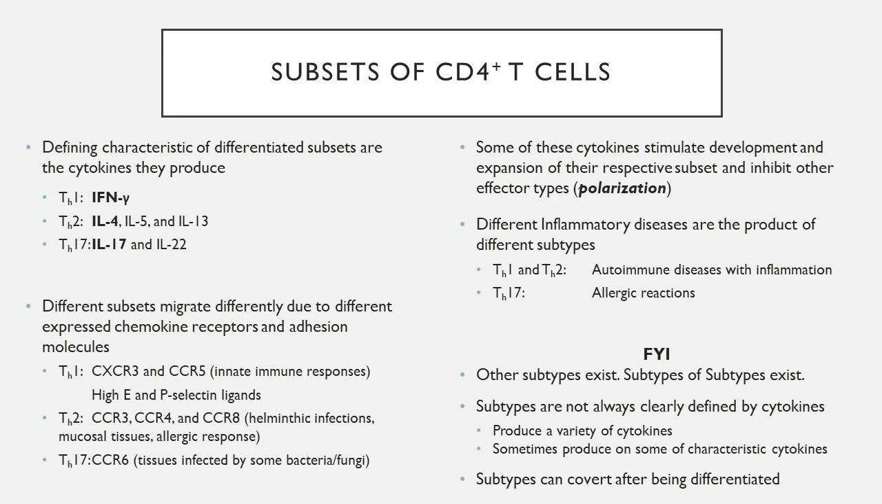One thing I really want to preface with this subchapter is that there's really a whole lot of gray area between these different subtypes. Other subtypes exist, there are subtypes of subtypes. Many of these subtypes are not really clearly defined. They all produce a variety of cytokines. It's certainly possible that Th1 cells might produce a little IL-4 and IL-17. Some of these have overlapping characteristics. And furthermore, subtypes can convert into other subtypes, so they undifferentiate and then redifferentiate. So after that little disclaimer, we're going to treat these as very black and white subtypes, but I just want to put that on your radar for now.